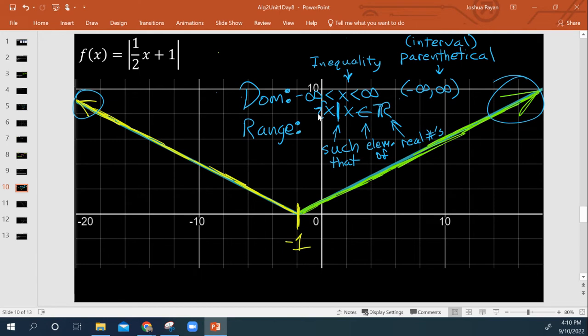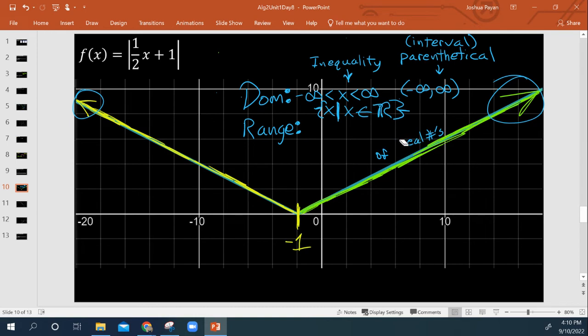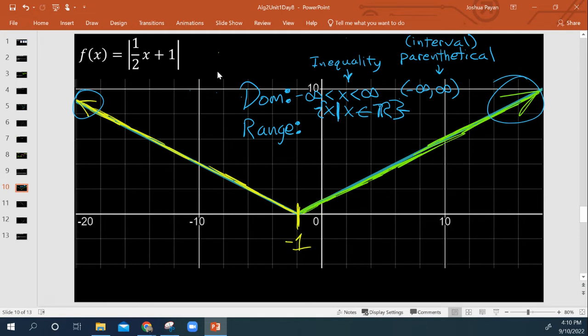We'll get into set notation a whole lot more in the next lesson. I'm not going to focus on it too much in this one, but it's just a little bit of a taste of things to come. So now let's talk about range. We talked about domain, now let's talk about range. So, what would my range be?